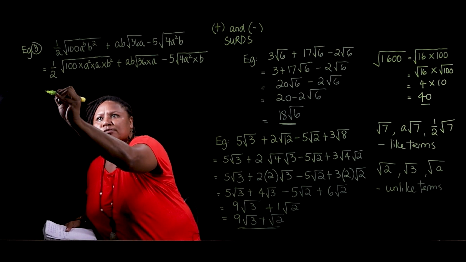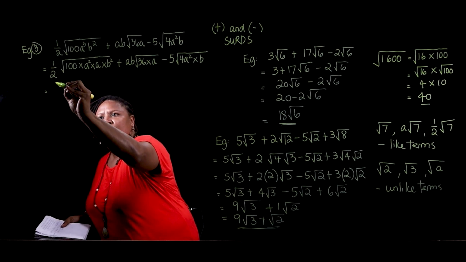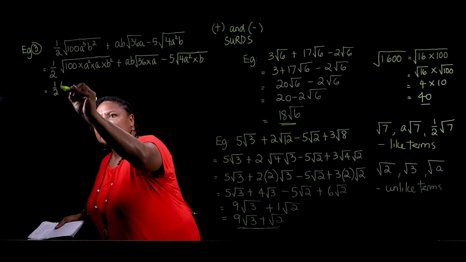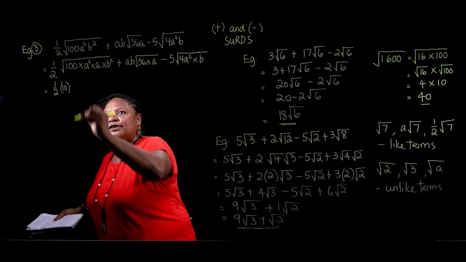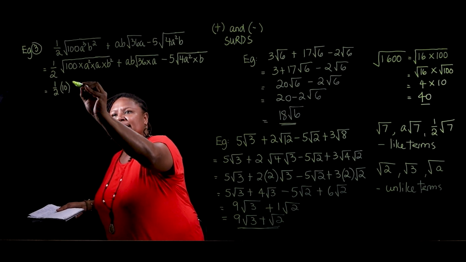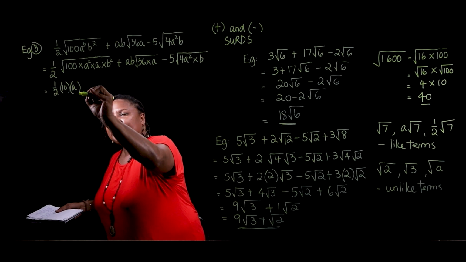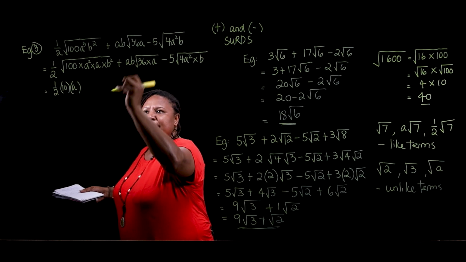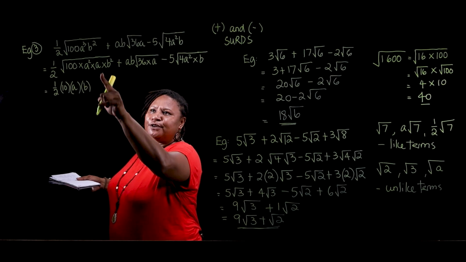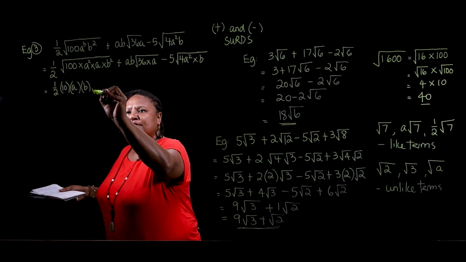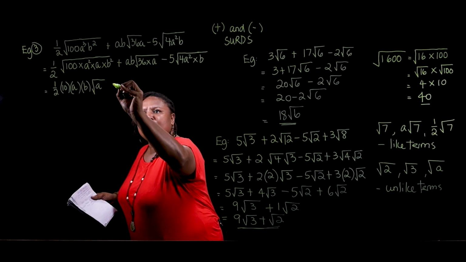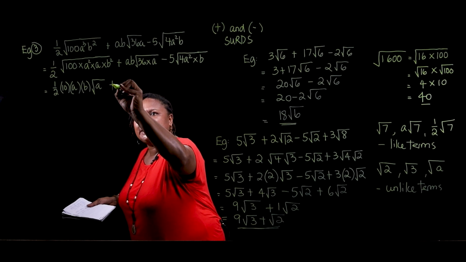Okay, let's move on. Square root of 100 will be 10. So that 10 comes outside the radical sign. The square root of a squared is a, okay, and the square root of b squared is b. So what we have left under the radical sign is this a here. So that stays as it is. All right. Follow me closely. This is going to get tricky.